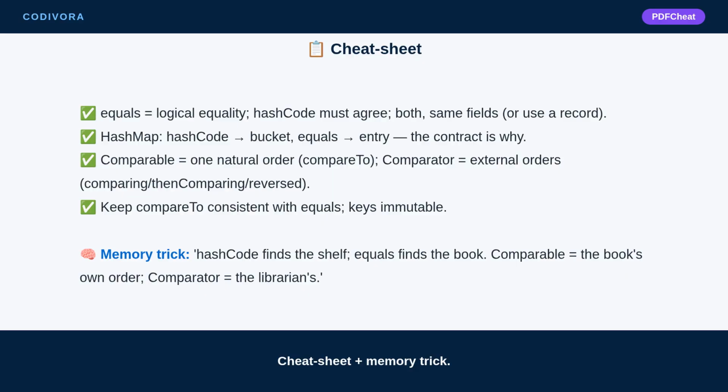Your cheat sheet. Equals is logical equality. Hashcode must agree. Both use the same fields, or use a record. HashMap: hashcode to bucket, equals to entry. The contract is why. Comparable equals one natural order, compareTo. Comparator equals external orders, comparing, thenComparing, reversed. Keep Comparator consistent with equals. Keys immutable. And the memory trick: hashcode finds the shelf, equals finds the book. Comparable is the book's own order. Comparator is the librarian's.